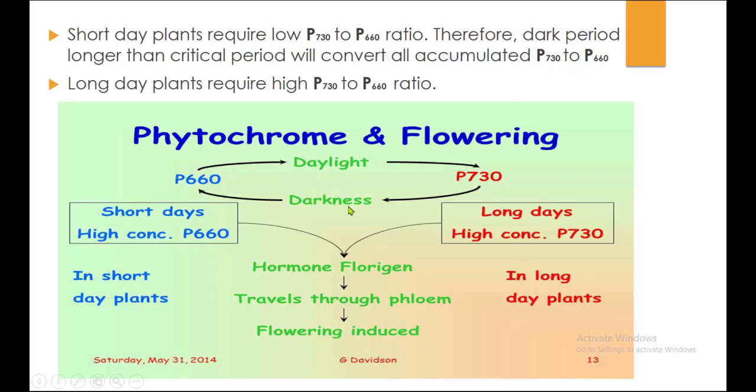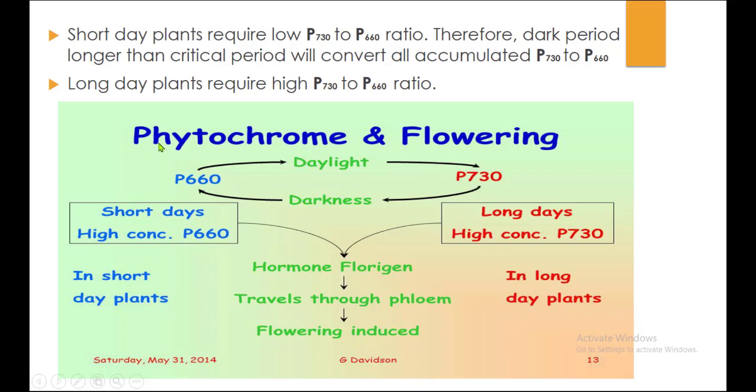See, if the dark period is greater, all the P730 is gradually going to be converted into P660, and the concentration of P730 will be low as compared to P660. So if this concentration is low, obviously the concentration of P660 is going to be high, and in short day plants, this high concentration of P660 stimulates the floragen hormone. It travels through phloem and induces flowering.